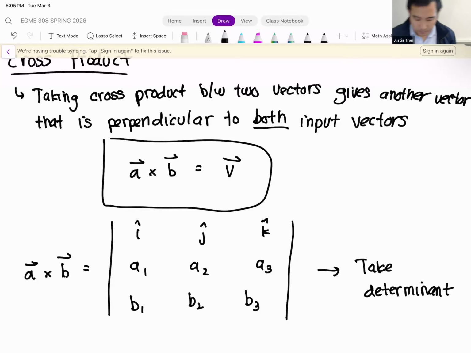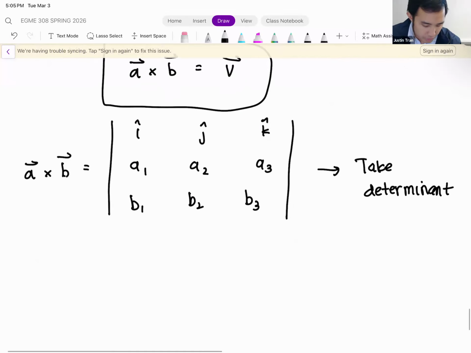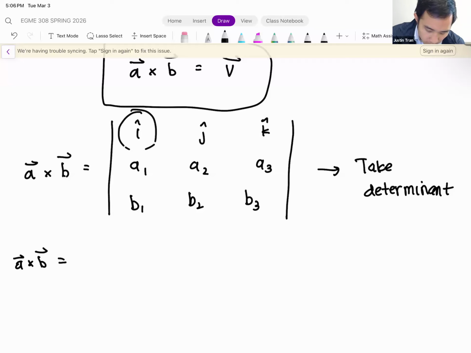Of course, in order to use this method, you have to know how to take the determinant of a 3x3 matrix. Just to refresh your memory, let me show you the way to take a determinant of a 3x3 very quickly. You go based on the first row, and we make three expressions based on the entries of the first row. The first entry in the first row is i hat, so our first expression is going to be i hat.